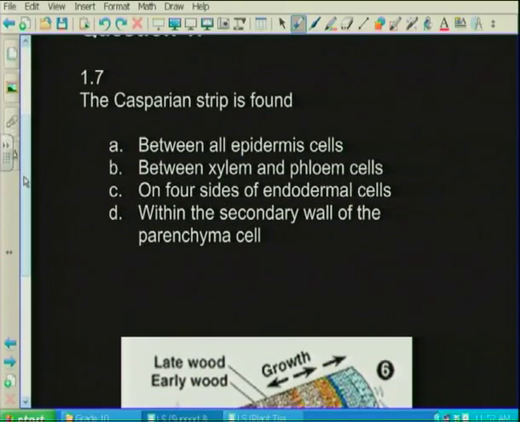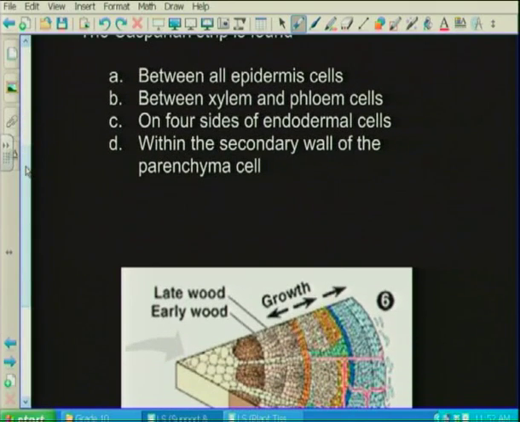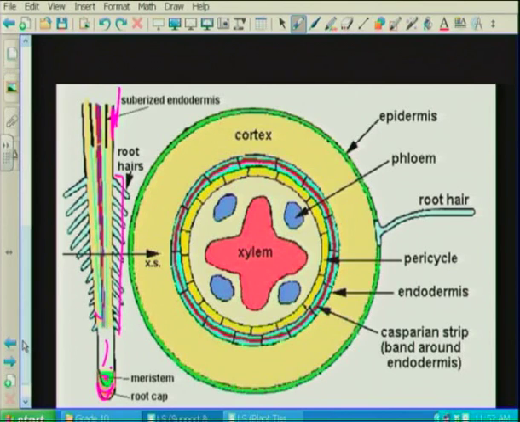The Casparian strip is found where? Between all epidermal cells, between your xylem and your phloem, on four sides of your endodermal cells, or within the secondary wall of the parenchyma cells. Let's just remember, if we go back, a good example here would be the diagram of your root. We said that your Casparian strip is the band around the endodermis, and this is to make the movement of water into your xylem possible. So you would find your Casparian strips right there.